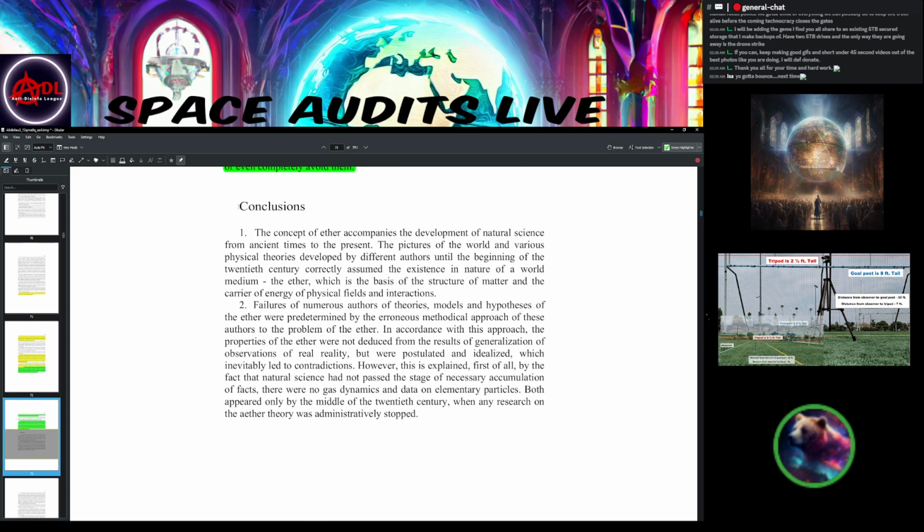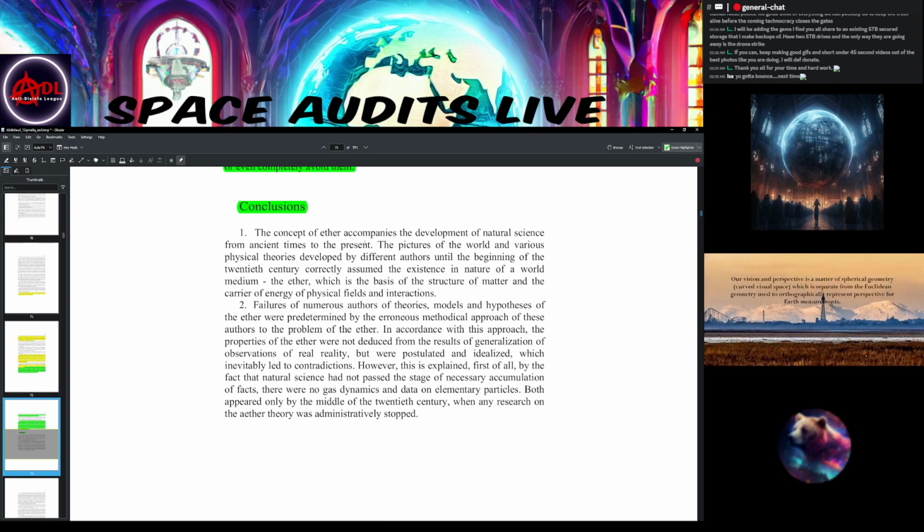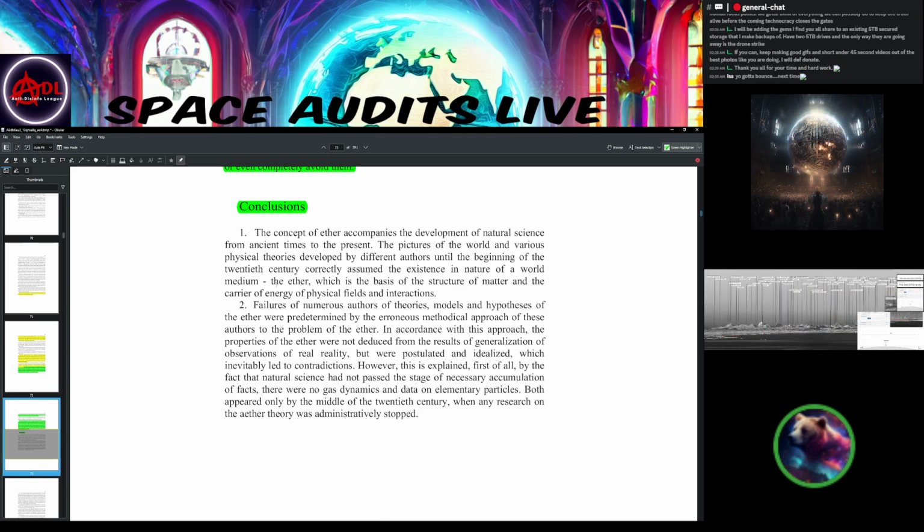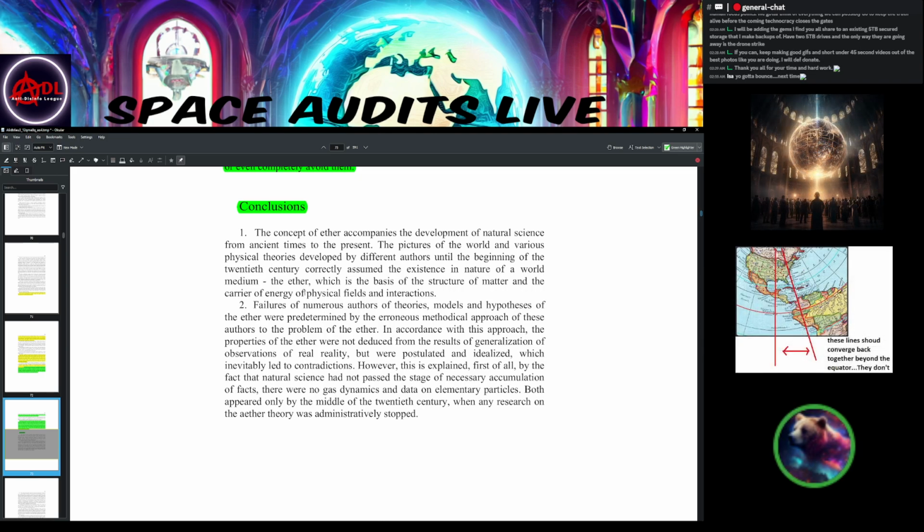All right, so conclusion here. Conclusion 1. The concept of ether accompanies the development of natural science from ancient times to the present. The picture of the world and various physical theories developed by different authors until the beginning of the 20th century correctly assumed the existence of the ether in nature as a world medium. The ether is the basis of the structure of matter, the carrier of energy of physical fields and interactions.